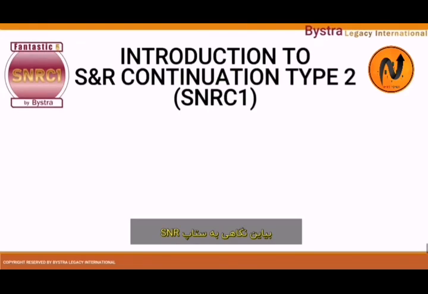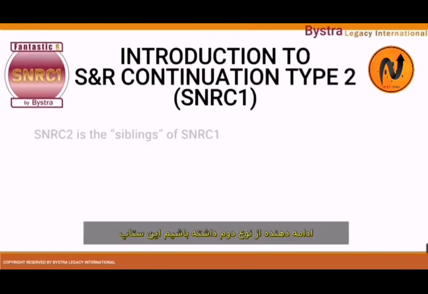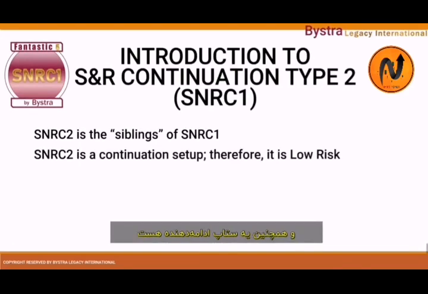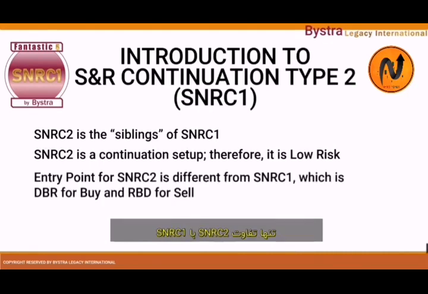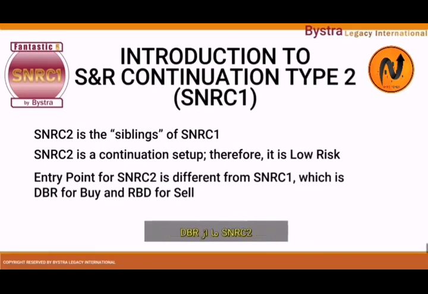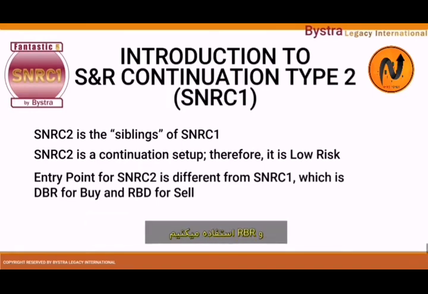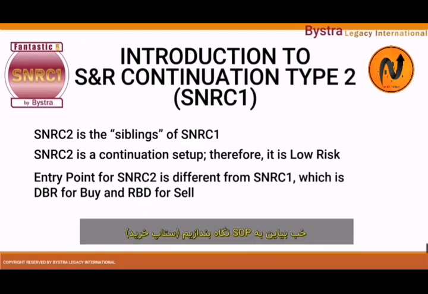So let's have a look at the SNRC continuation for the type 2. It is the sibling of the SNRC1 and it is also a continuation setup. The only difference of SNRC2 from the SNRC1 is the entry point. For SNRC2 we'll be using the drop base rally or the rally base drop, whereas the SNRC1 is using the drop base drop and also the rally base rally. So let's have a look at the SOP.